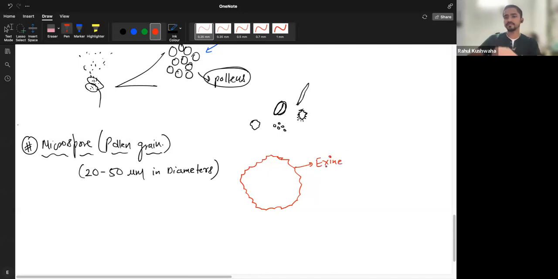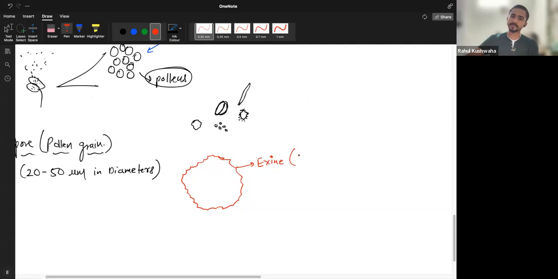And this exine is made up of a substance called sporopollenin. Now this sporopollenin is an organic polymer. Okay. You can write down it's an organic molecule, an organic polymer. And it is one of the most chemically resistant substances in nature.